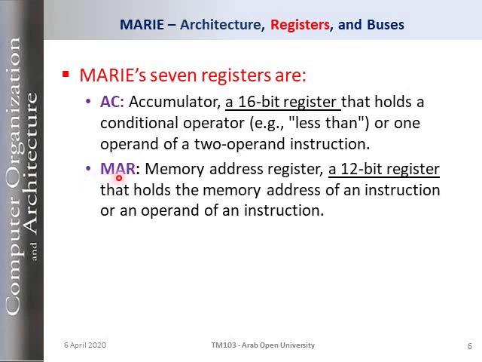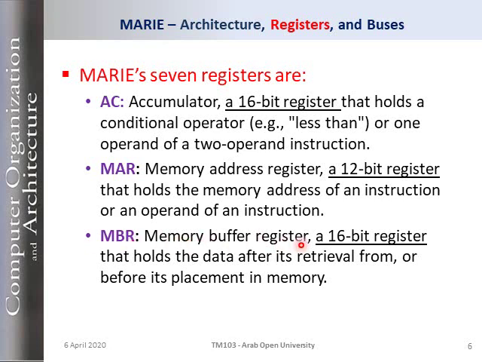Then we have memory address register, MAR. It's a 12-bit register that holds the memory address of an instruction or an operand of an instruction. It's a memory place that is reserved only for memory addresses. Whether we want to use this memory address to store information in the memory, or to get information from the memory, this register is specially designed for memory addresses.